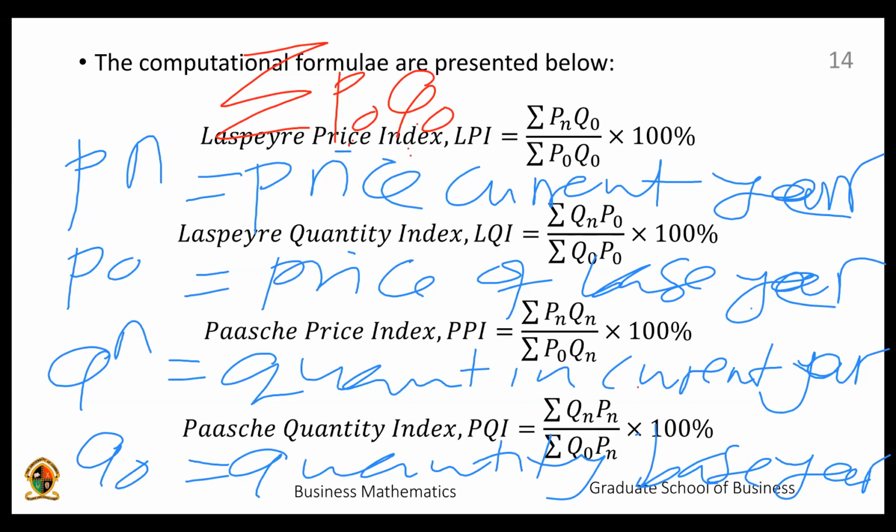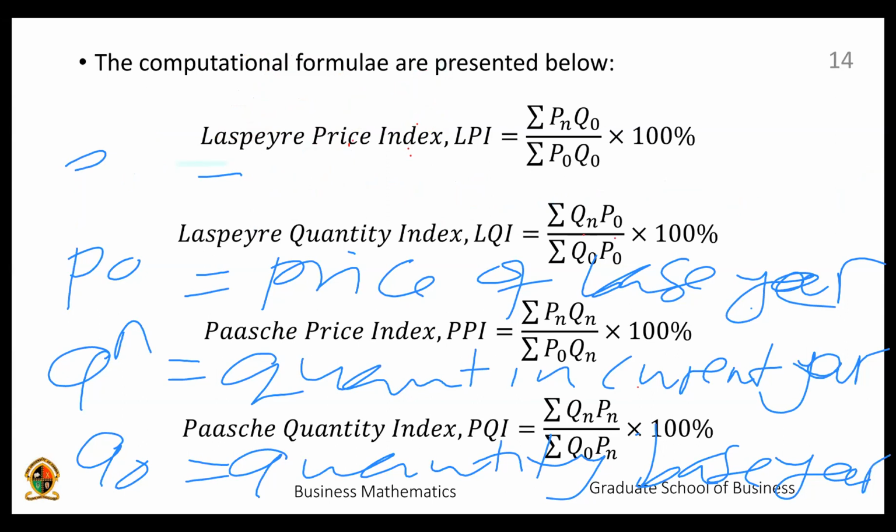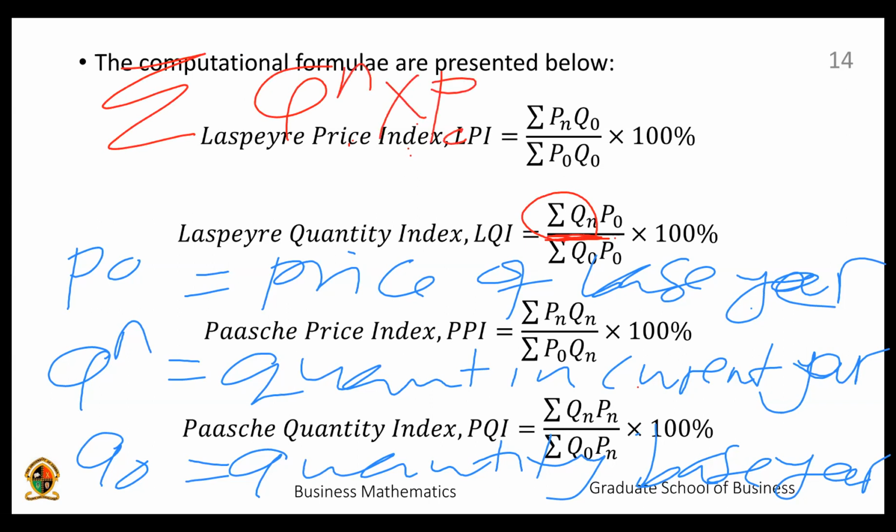Okay. So similarly, even for quantities, when it comes to last year's quantity index, you'll be multiplying this quantity. Qn, you are summing up the quantity n times the price of the base year first, over what?